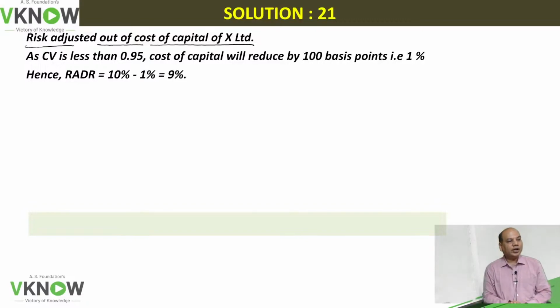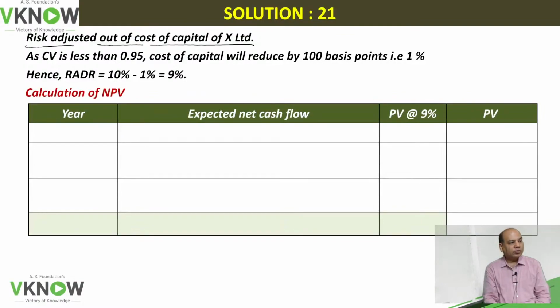Hence RADR, means risk adjusted discount rate, is equal to 10 minus 1, 9%. Now write down calculation of NPV with 9% discount rate. Draw a table with 4 columns: Year, expected net cash flow, PV at 9% and PV.